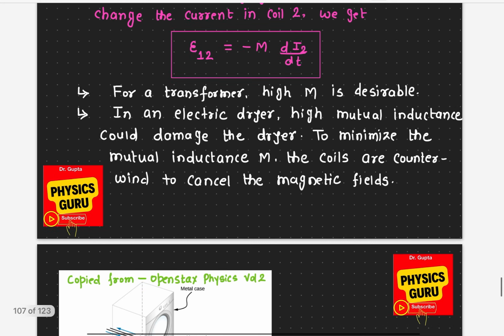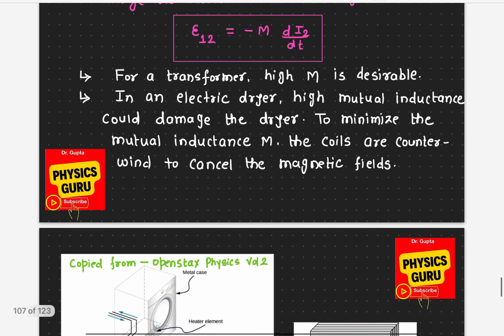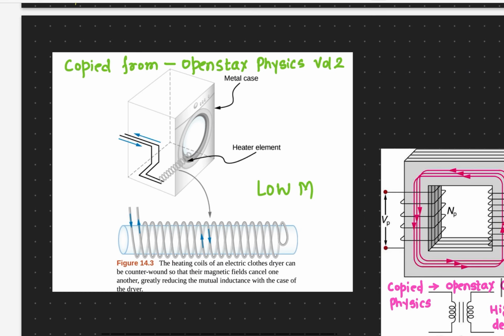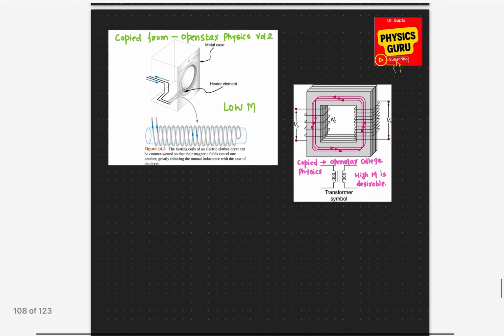So depending upon the situation, sometimes we might need a higher value of M, or a lower value of M. If you look at the electric dryer, the coils are counter-wound or intertwined, so that the induced EMF produced by one coil cancels the induced EMF of the other coil. That's the reason they are counter-wound in this fashion, just to cancel the induced EMF produced by one coil by the other coil. Okay, so that is this video.